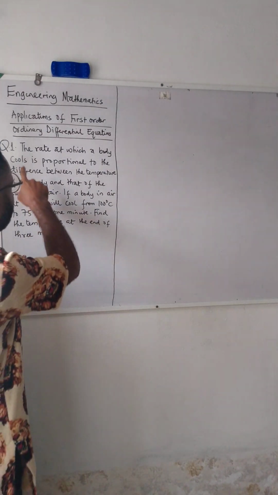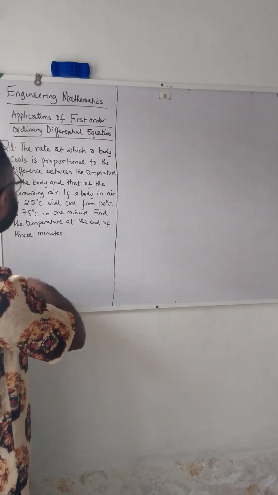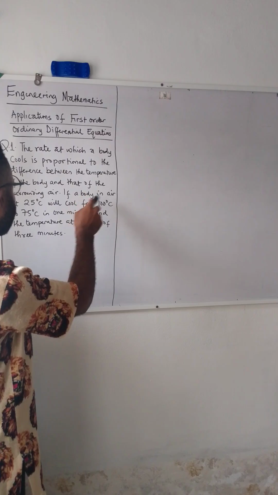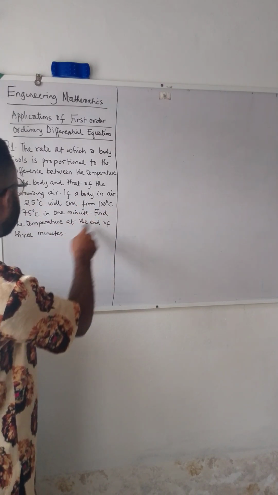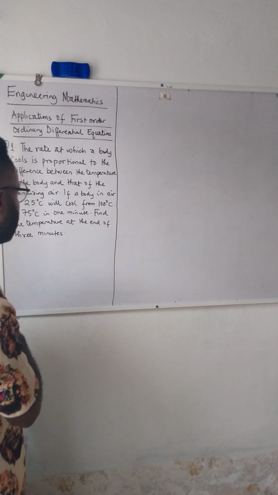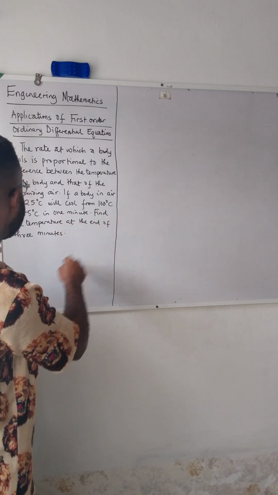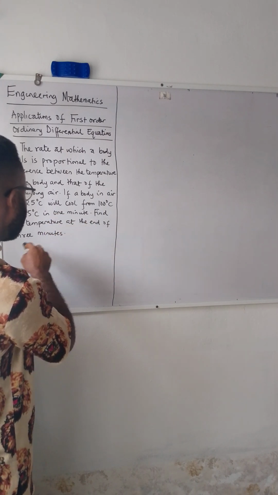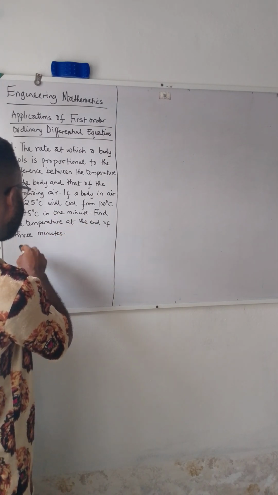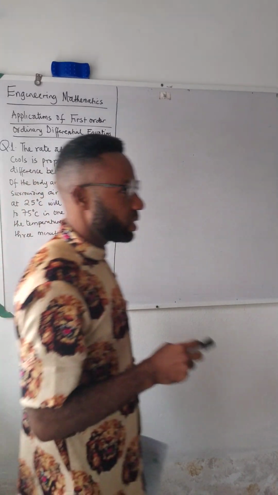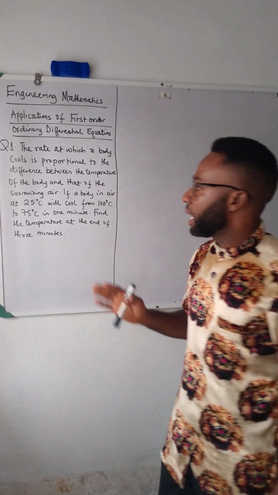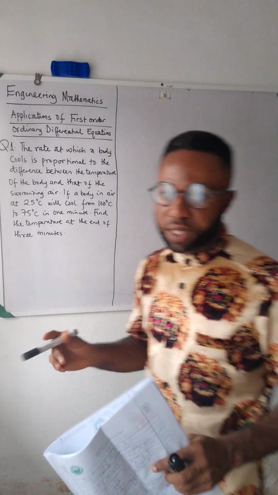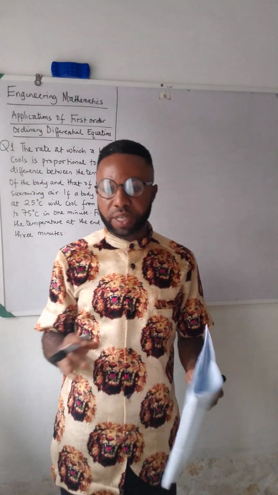So we have the rate at which a body cools is proportional to the difference between the temperature of the body and that of the surrounding air. If a body in air at 25 degrees Celsius will cool from 100 degrees Celsius to 75 degrees Celsius in 1 minute, find the temperature at the end of 3 minutes. So this is a typical question of how a body cools and the difference between the temperature of the body itself and that of the surrounding air.